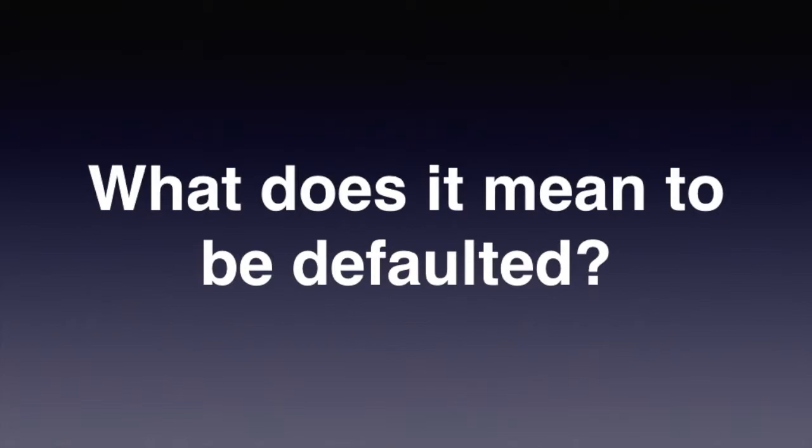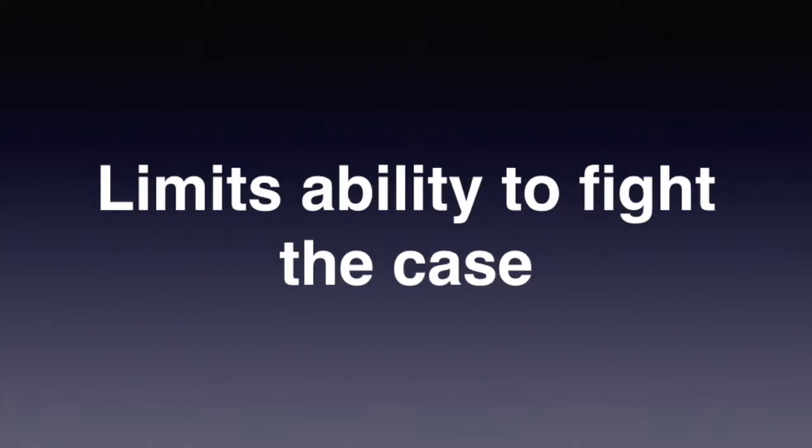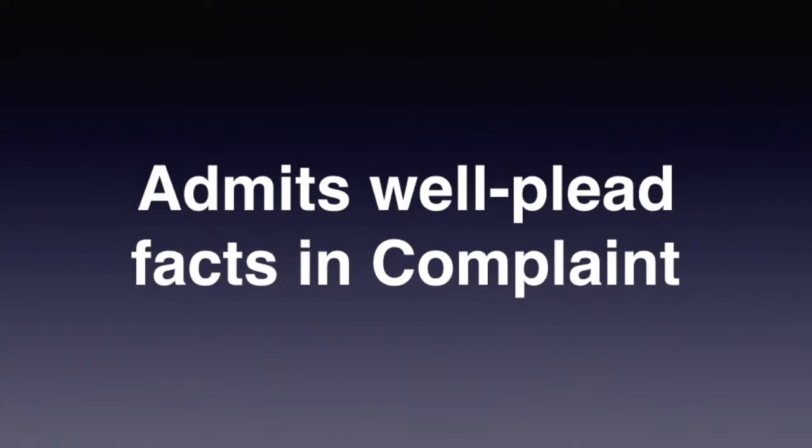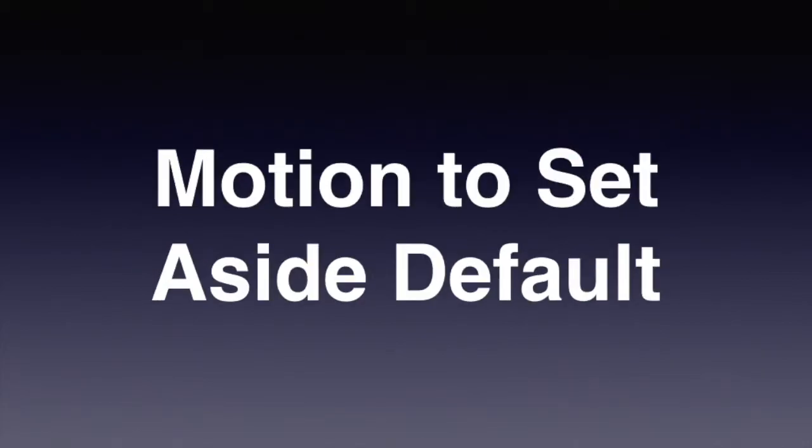If you are a defendant in a lawsuit and have become procedurally defaulted, meaning that you have failed to respond to the lawsuit and the plaintiff moves either the clerk or the court to enter a default against you, you will have very limited ways to contest the case. In fact, a default admits well-pled facts in the complaint. In order to undo the effects of a default, a defendant can file a motion to set aside default.